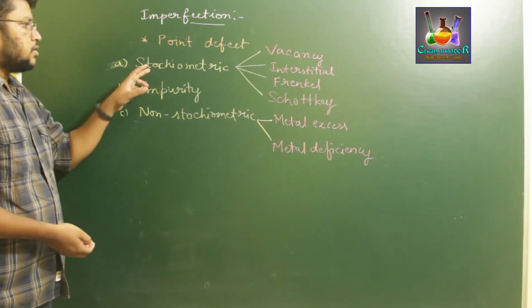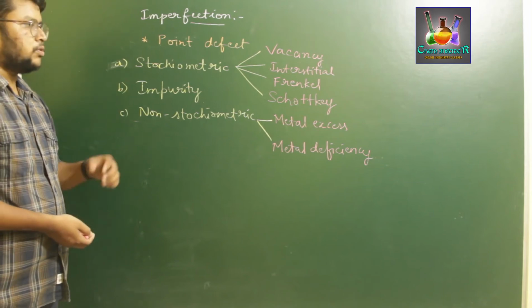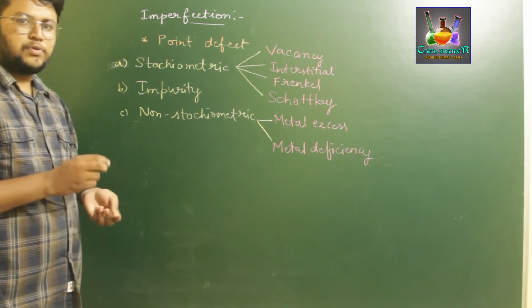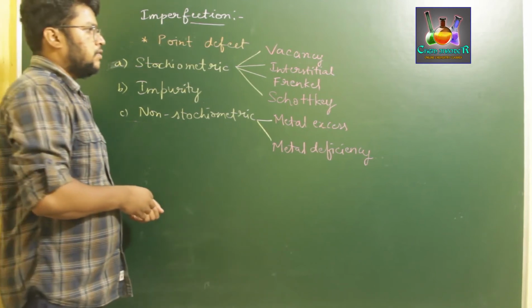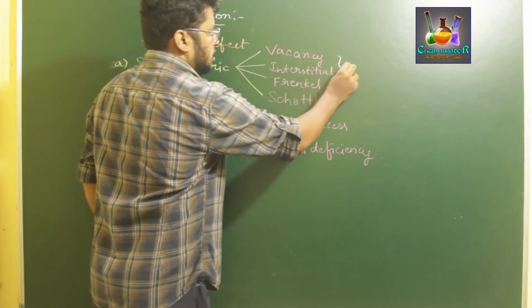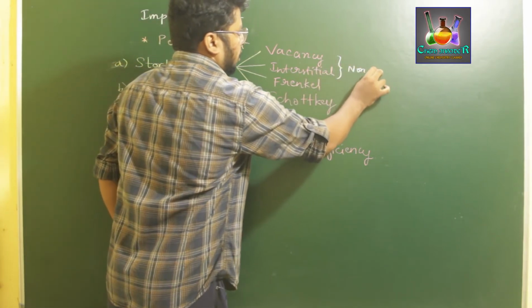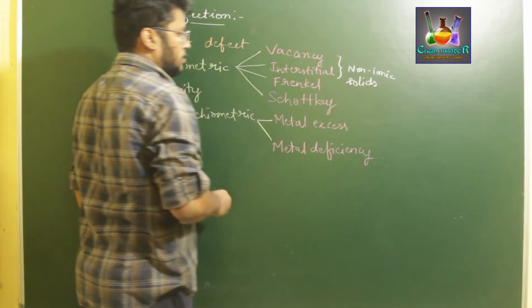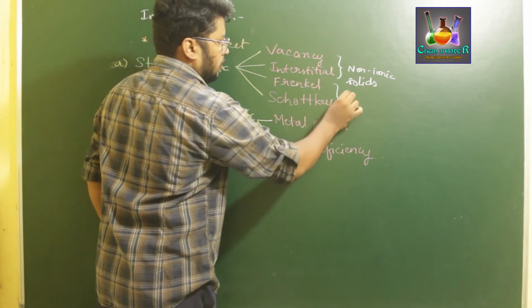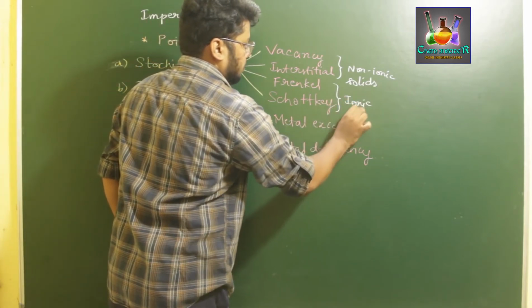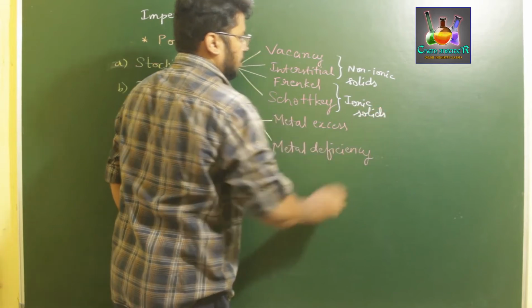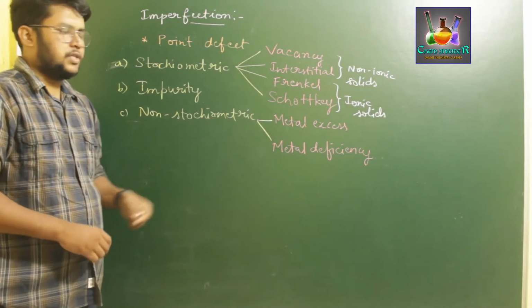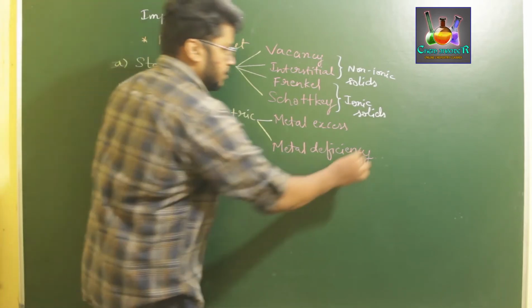Out of these, the stoichiometric defect is found in both ionic solids and non-ionic solids. Therefore, depending on the form of solid in which you find the defect, we classify them. Vacancy and interstitial defects are usually found in non-ionic solids, whereas Frenkel and Schottky defects are found in ionic solids, and metal excess and metal deficiency defects are found in metallic solids.